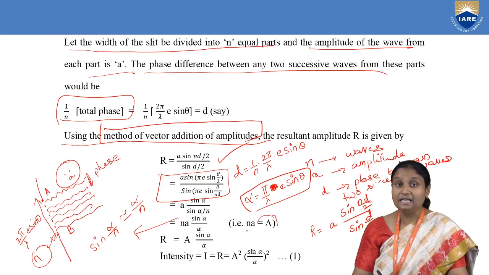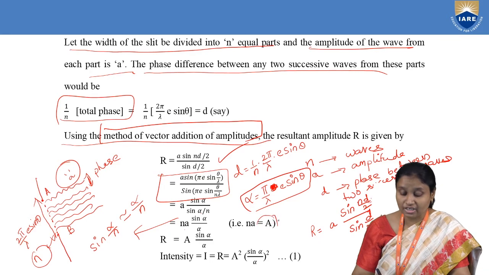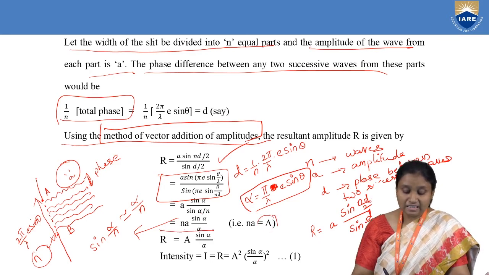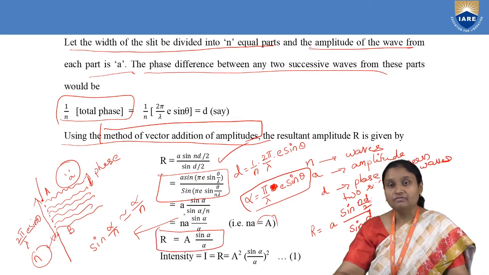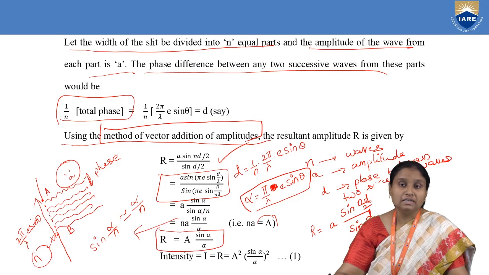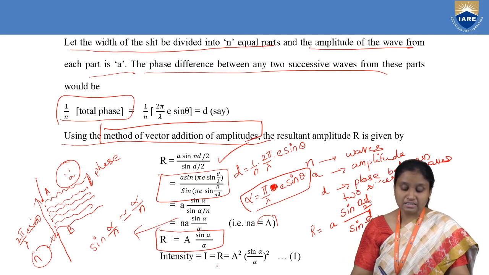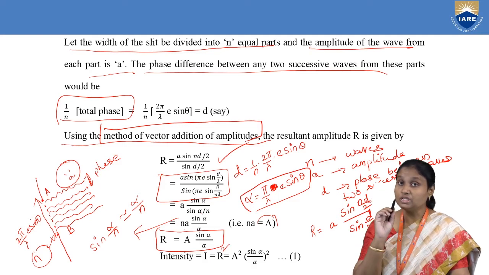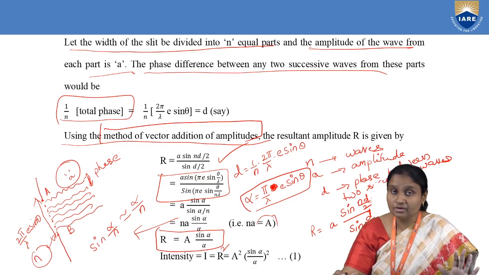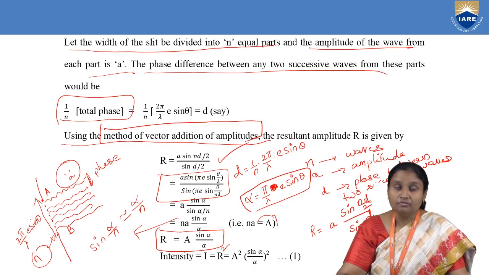Na is A, if I take n times the amplitude of each wave to be A. Then what is my resultant amplitude? Resultant amplitude is given as A sine alpha by alpha. And once we know the resultant amplitude, how can we get resultant intensity? Resultant intensity is nothing but the square of the resultant amplitude. So this is the expression for intensity at the point P1. And what is our point P1? It is the locus of the secondary waves which are making angle theta with the normal direction.